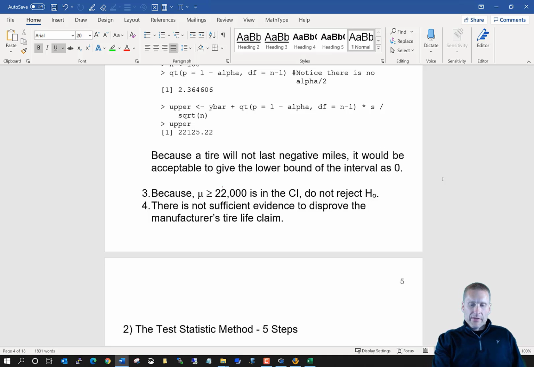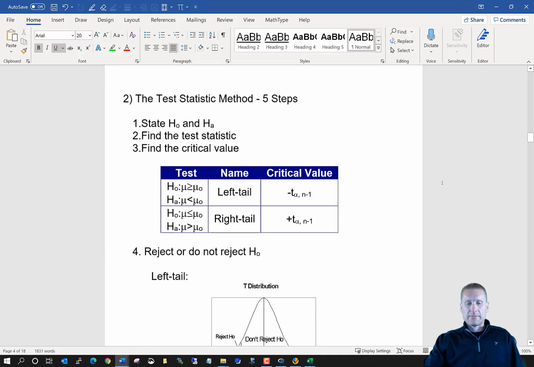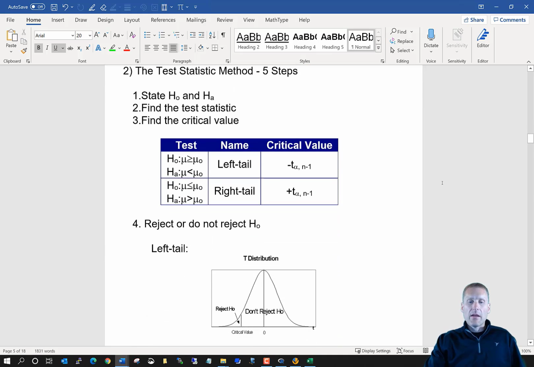So because of that, since 22,000 is in that interval, do not reject H0. There's not sufficient evidence to disprove the tire manufacturer's claim. Okay. Well, what about then the test statistic method?